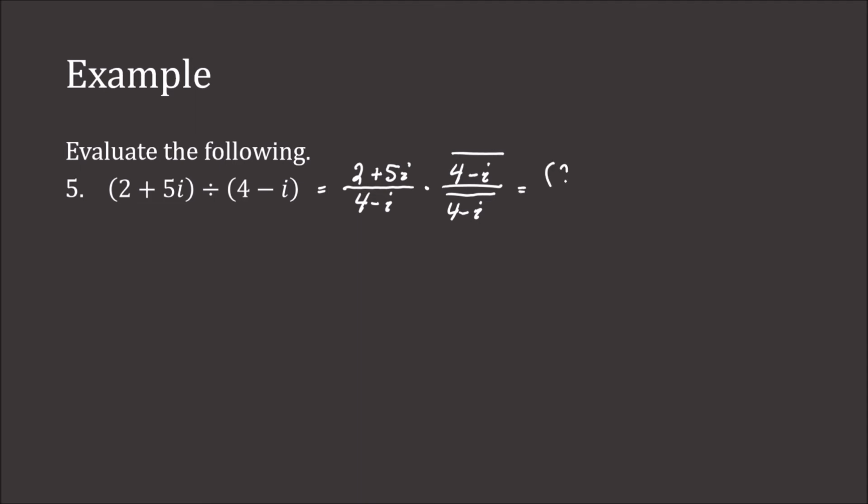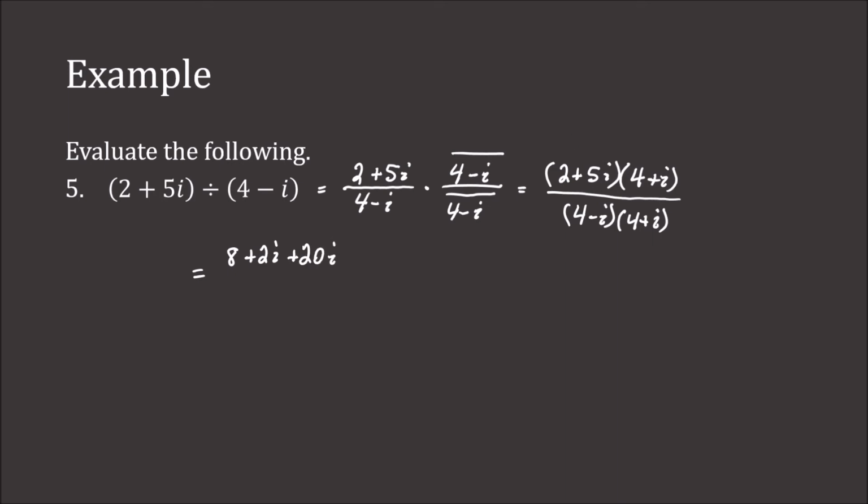So now the numerator becomes 2 plus 5i times the conjugate of 4 minus i, which is 4 plus i, and then over 4 minus i times 4 plus i. So now for the numerator, we're going to have 2 times 4 is 8. 2 times i is plus 2i. 5i times 4 is plus 20i.